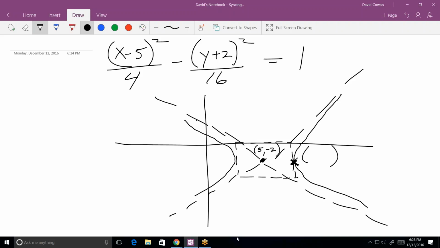So that vertex is how far over? What did you say again? 7? 7, negative 2. Okay. And this vertex over here?